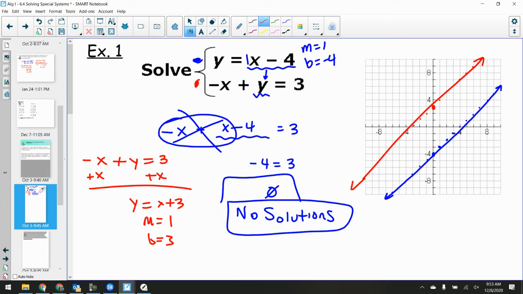So we should have seen it right from here. Slope of 1, slope of 1. Boom, I can go straight to saying that there are no solutions. Okay? As long as the slope is the same, I'm going to have no solutions.